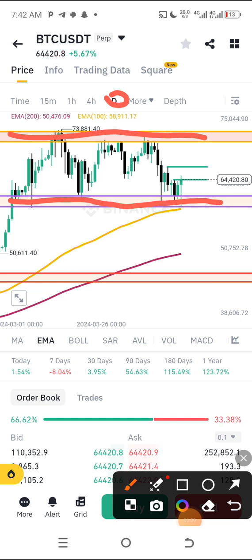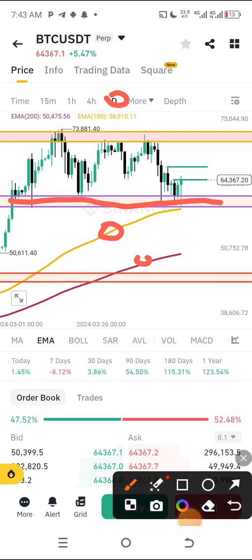Now the key component in this trading strategy is to have your EMA set to 100 and then 200. So I have the yellow representing the 100 EMA and then the red representing the 200 EMA. When I switch the chart to the daily and the price is above the 100 and then the 200, I'm still bullish. The coin is still bullish.